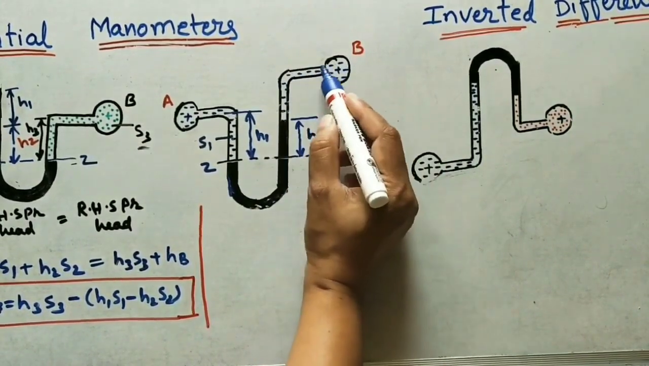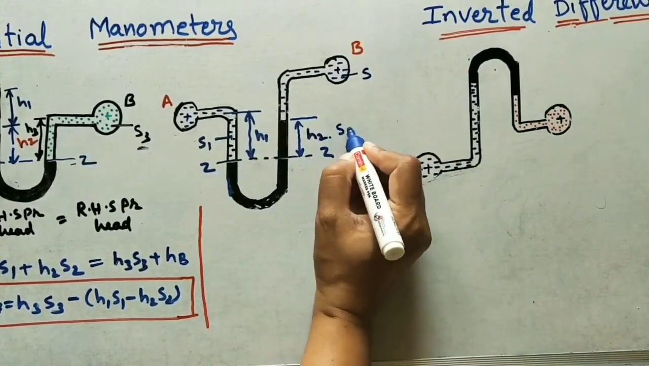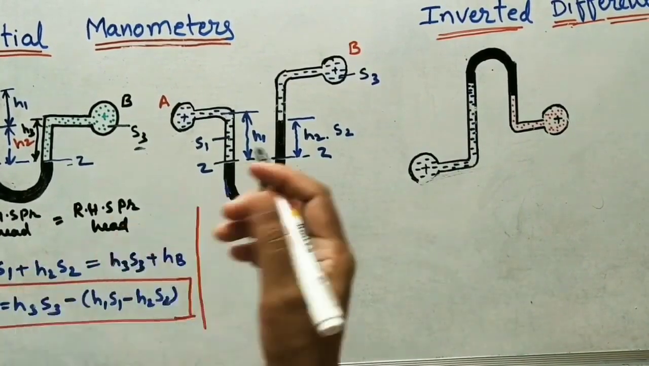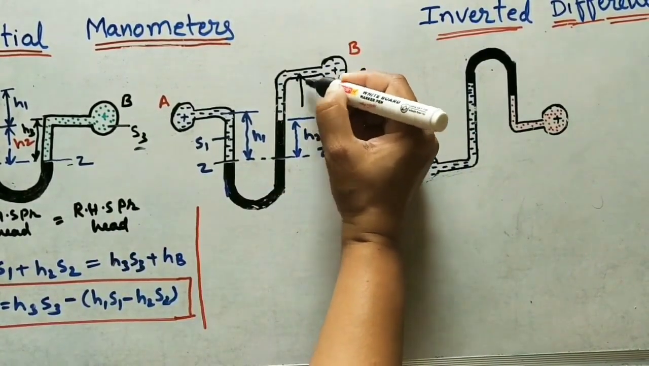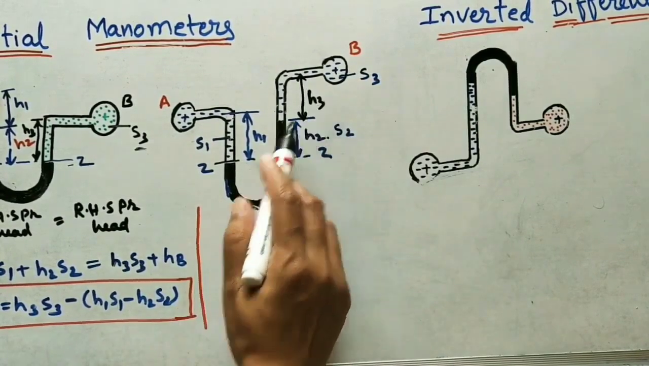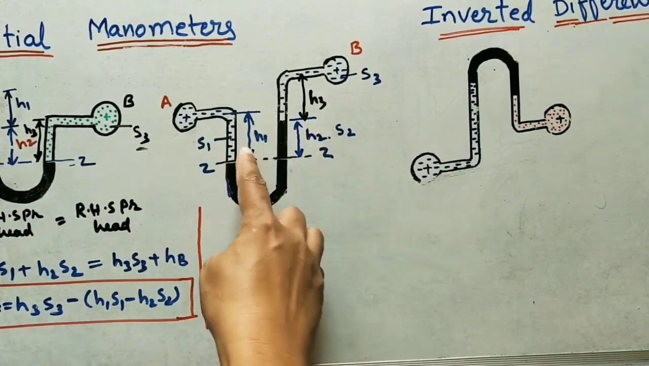Here we are taking some other liquid. Let us take the specific gravity as S1 we took here. Here we are taking H2 for this, and for this take S3. Mark the height; let us take H3. Always remember, don't write H1 again, just use different H1, H2, H3. It is our wish; we can start from here also with H1, H2, H3 like that.